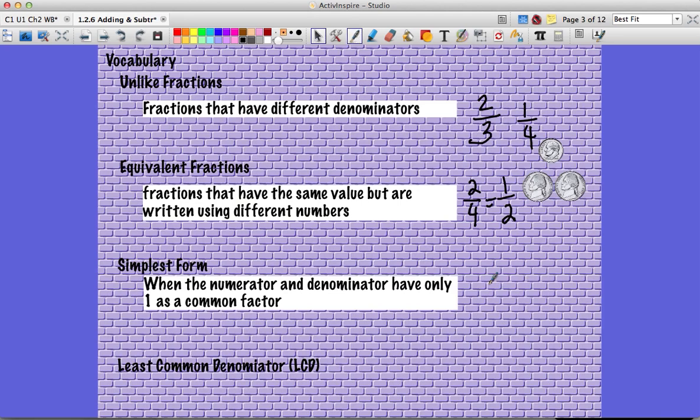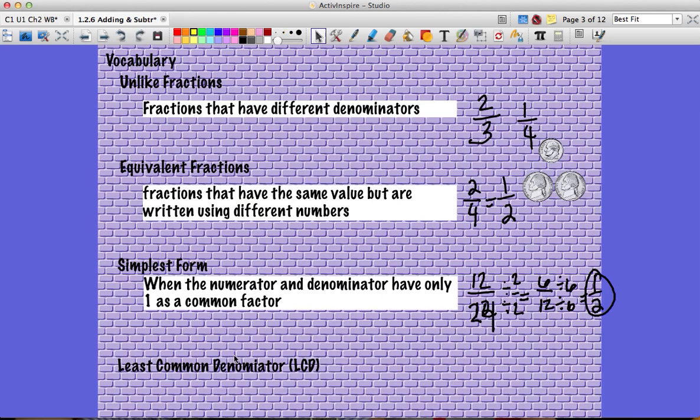So if I take 12/24, and I divide that by 2 over 2, that gives me 6/12, but this is not simplest form yet. So I can divide them both by 6, I see, and I get 1/2. So this fraction would be in simplest form because it can no longer be divided by the same number on top and on bottom.